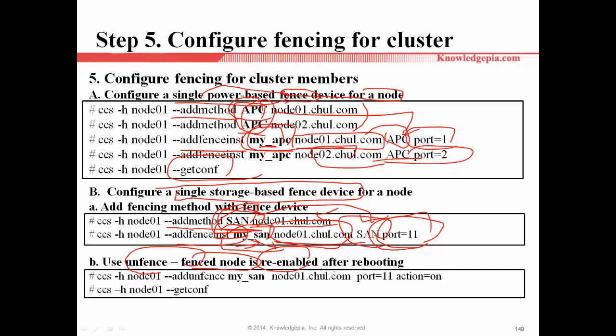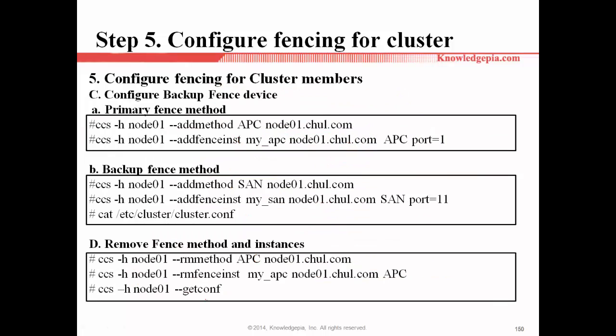But until the rebooting, this one cannot be re-enabled. After booting, we can use this kind of fenced node. So in this case, we can use what? Unfence here. Add unfence, node 0.char.com, node number and port number and action on. Then if node 1 has failed and been fenced by this kind of fence method, then after the rebooting, we can use node 1. If we want to see, then get conf.